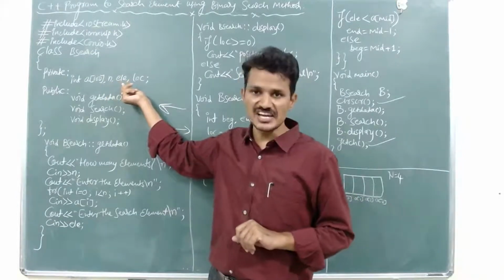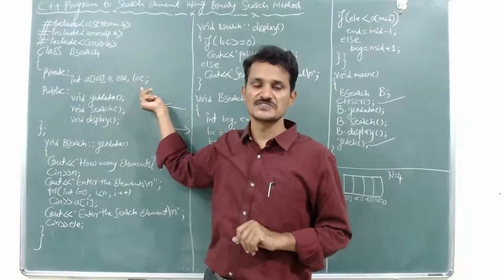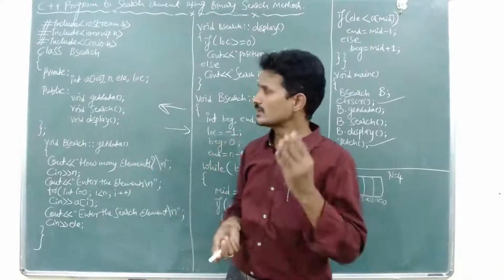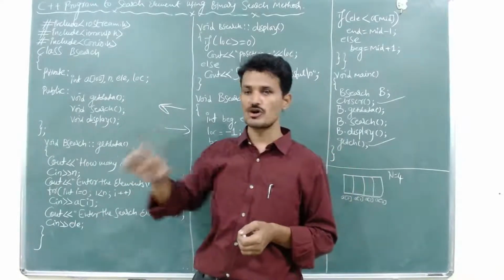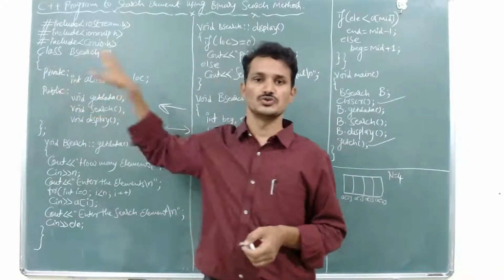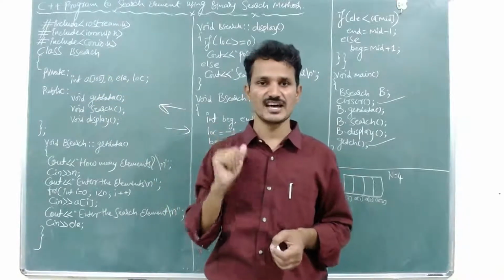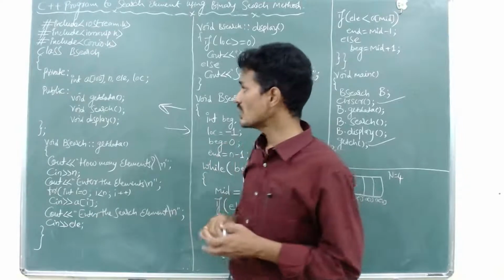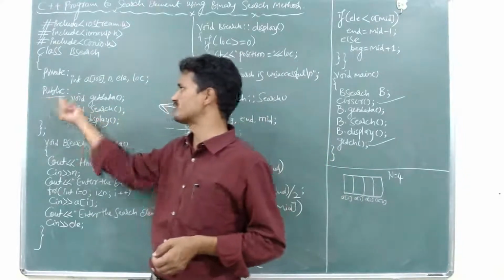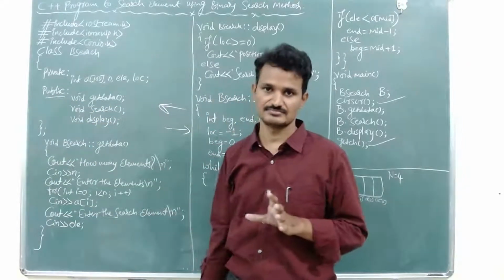N, then ELE stands for element and LOC stands for location. All 4 data members belong to integer type. Those 4 data members were declared under which access specifier? Private access specifier. Then comes the next access specifier called public.